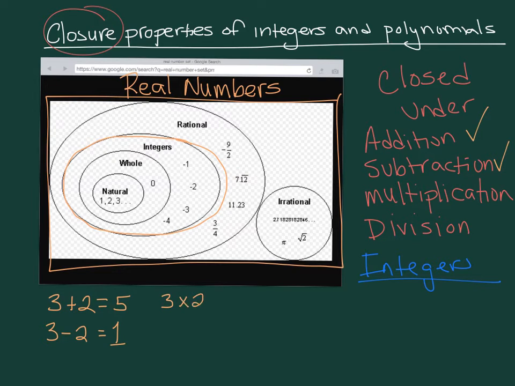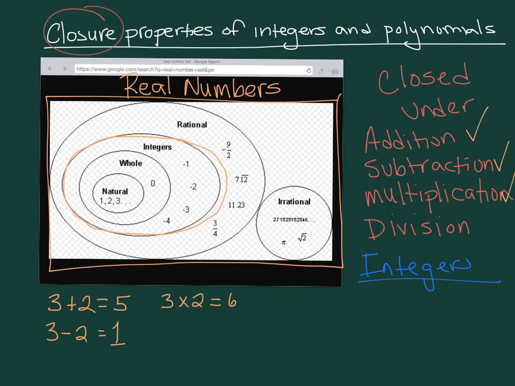3 times 2 equals 6. All right, well, that, again, two integers, 3 and 2, multiplied together, that creates 6, another integer. So integers are closed under multiplication as well.